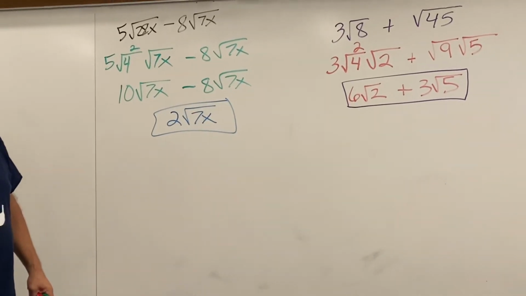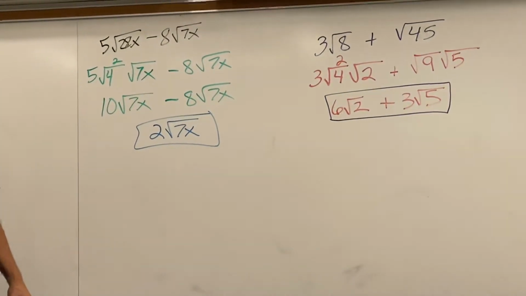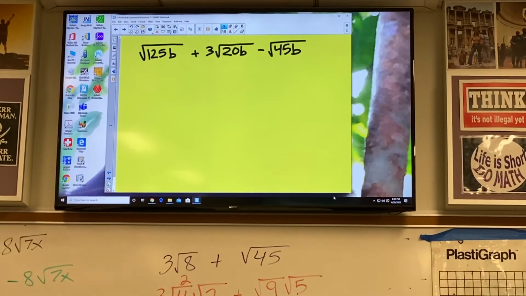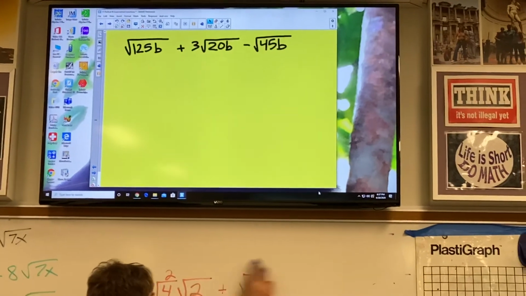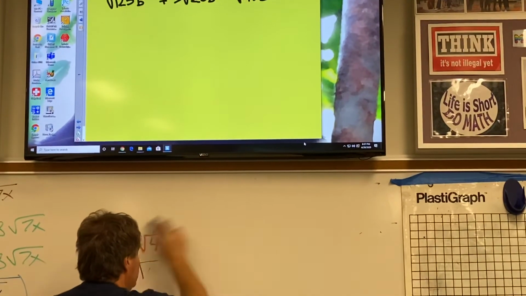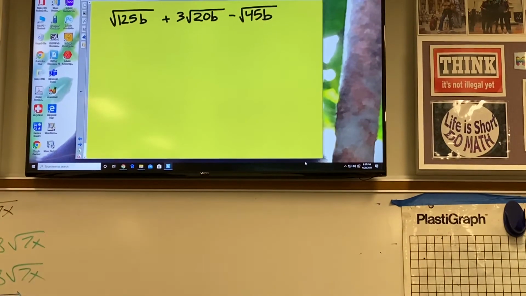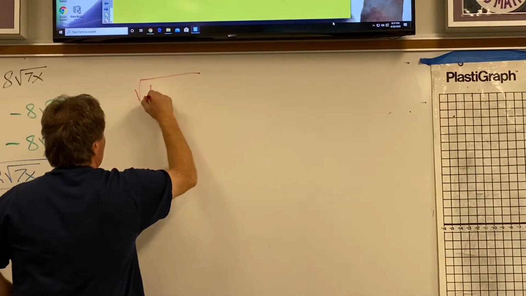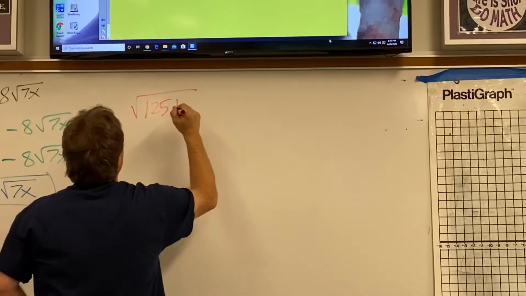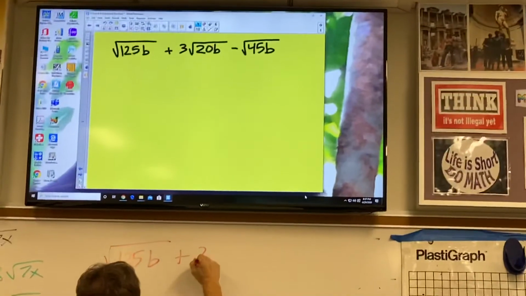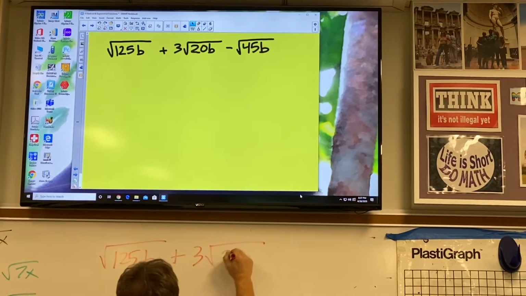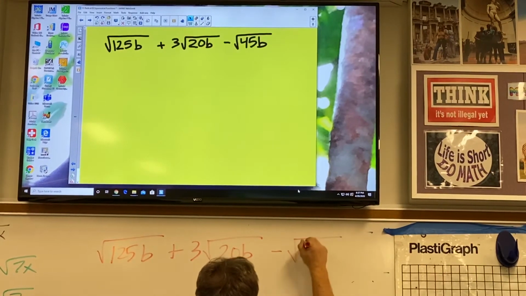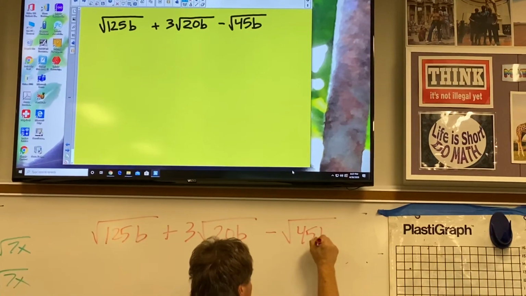Okay. Hang in there. This is the final problem. The final problem for today. Ready? Here it is. Root 125b plus 3 root 20b minus root 45b.